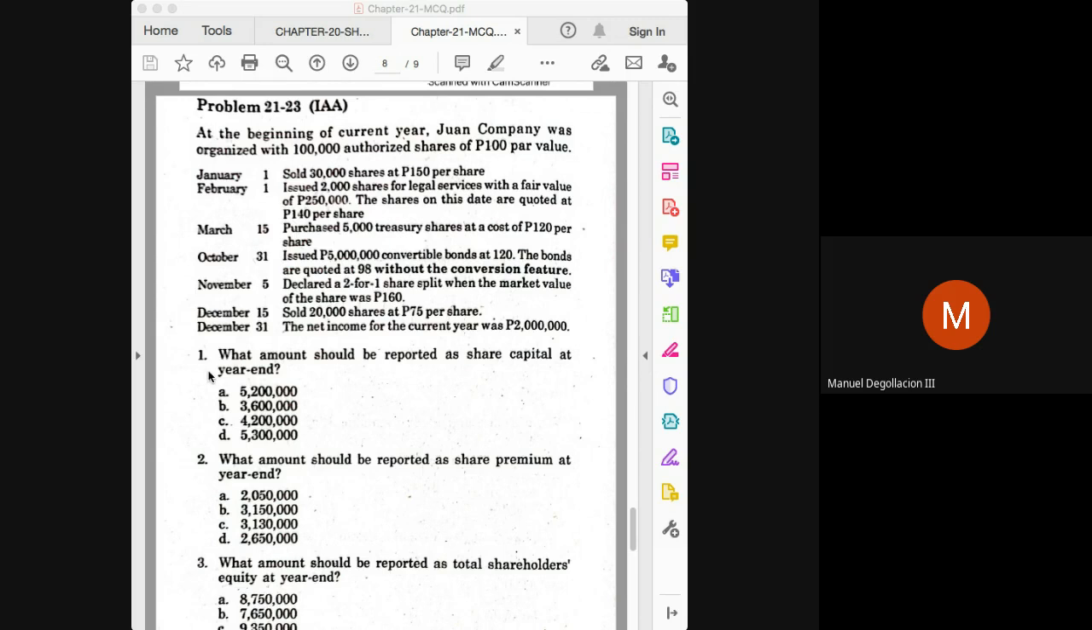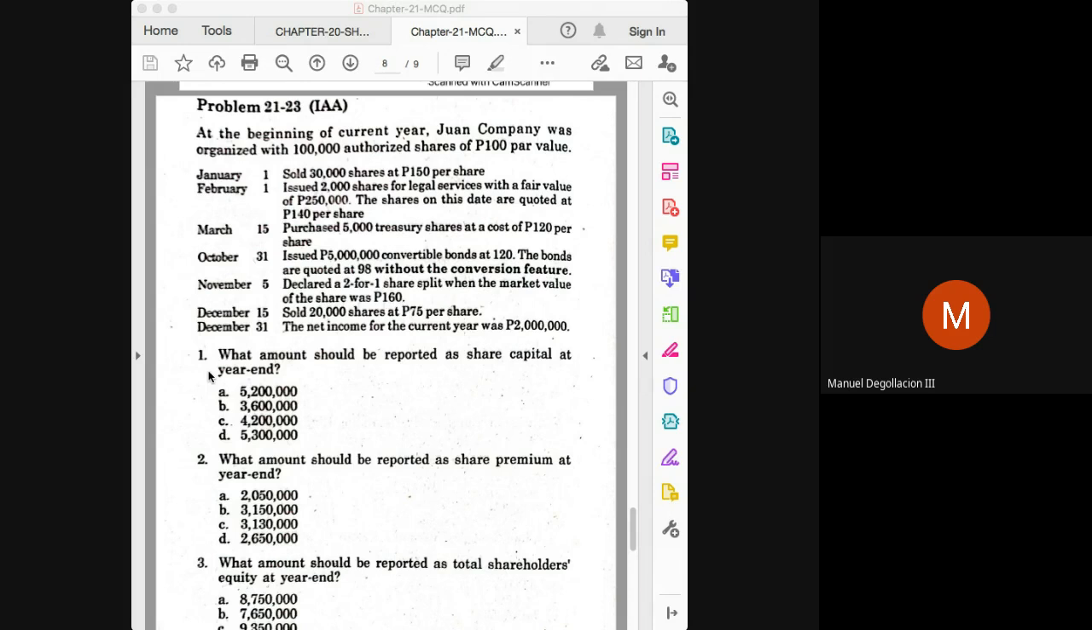Okay. Then November 5 declared a 2-for-1 share split when the market value of the share was 160. And then sold 20,000 shares at 75 per share. Okay, so the entry here would be different already because the par value will change. The par value changed when there was a stock split in November 5.